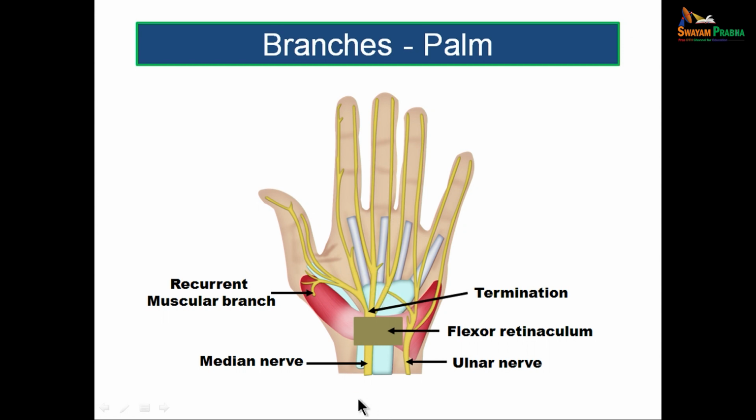Similarly, communications higher up in the forearm are called Martin-Gruber connections.